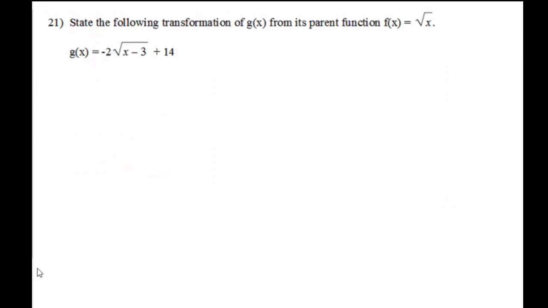Turning to the back. This is also from the last test. You can graph these. You can graph square root of x and graph -2 square root of x minus 3 plus 14, and that might help you figure out what these transformations are. But the way we actually did this is we said each of these things in our formula is telling us something. So a negative outside of our function means we reflect across the x-axis.